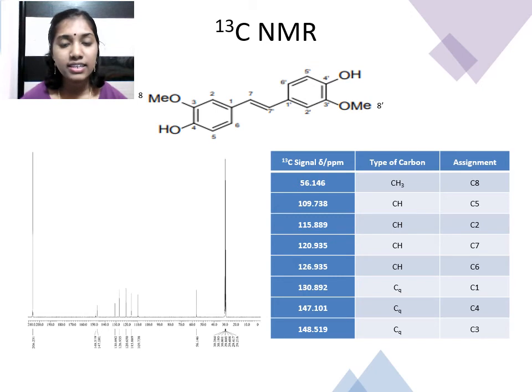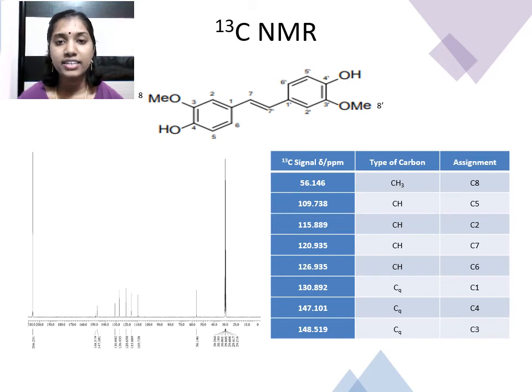A carbonyl carbon C3 is highly deshielded compared to C4 and absorbs furthest downfield, because it is deshielded by the presence of the electronegative element oxygen. While carbon-8 is an sp3 hybridized alkyl carbon with oxygen attached, it gives a signal at 56.146 ppm due to little anisotropic effect of the aromatic ring.